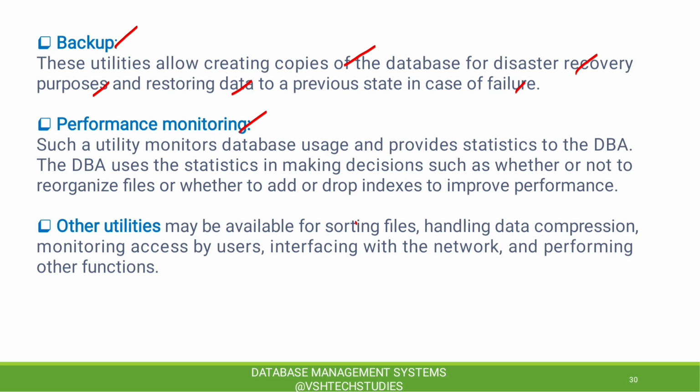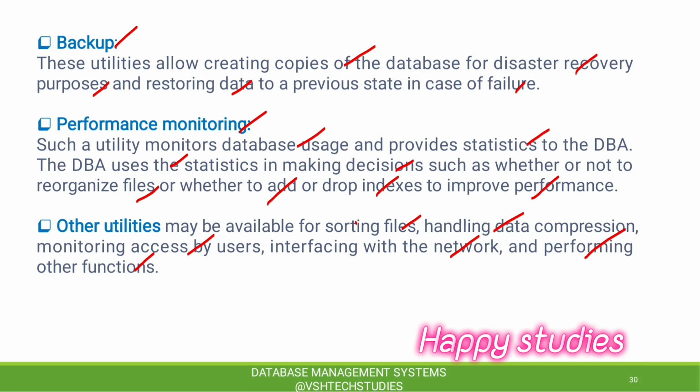Next, performance monitoring utilities. These tools monitor database usage and provide statistics to the DBA. The DBA uses the statistics in making decisions such as whether or not to reorganize files, or whether to add or drop indexes to improve performance. So the DBA plays a very important role in getting efficient performance from the database system. Other utilities may be available for sorting files, handling data compression, monitoring access by users, interfacing with the network, and performing other functions. And that is all about database utilities.